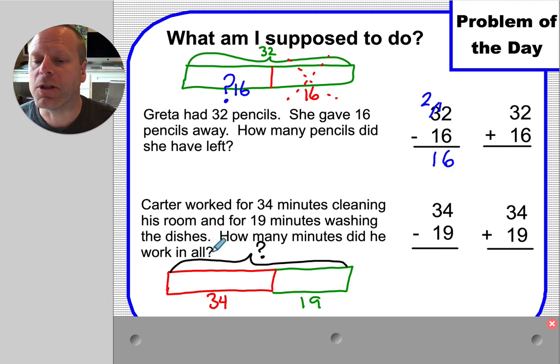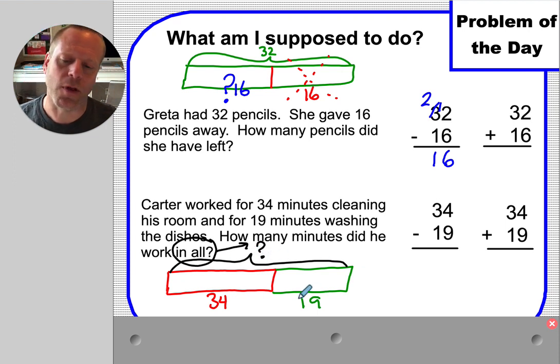Yep, and there are some clues that help you, like the words in all are a big clue that, yep, I'm going for the whole thing here. Just like the word left kind of made sense with the fact that you were cutting some away or giving some away, right? So I'm going to add these numbers up.